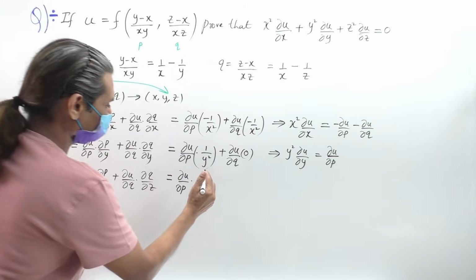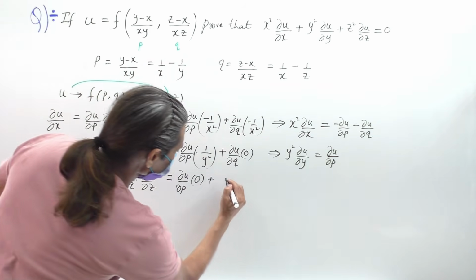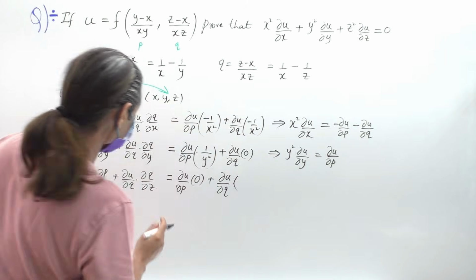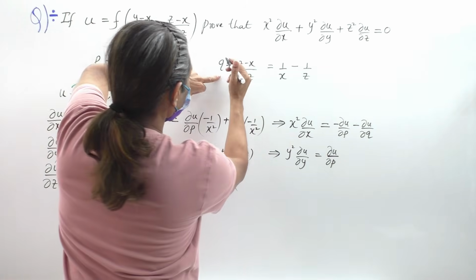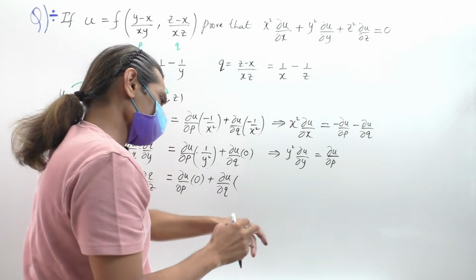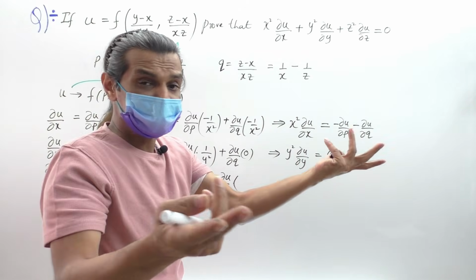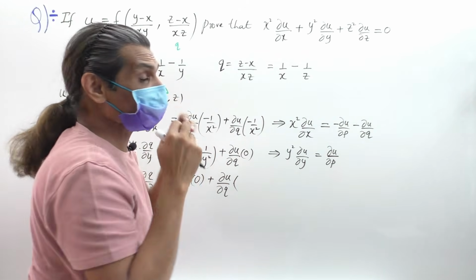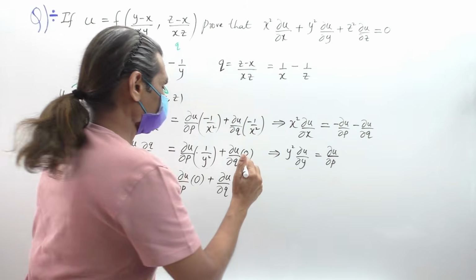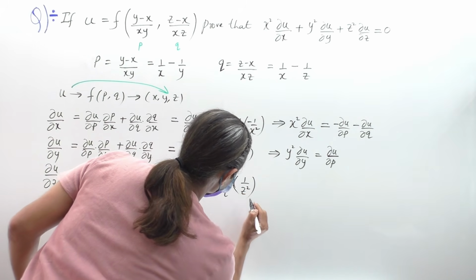Plus again ∂u/∂q into ∂q/∂z. See, what is q? 1/x − 1/z. 1/x, I am differentiating with respect to only z here, so x, no use, 0. Derivative again of 1/z is −1/z². There is a minus here. Minus to minus becomes plus. So plus 1/z². Okay, this is what we get here.